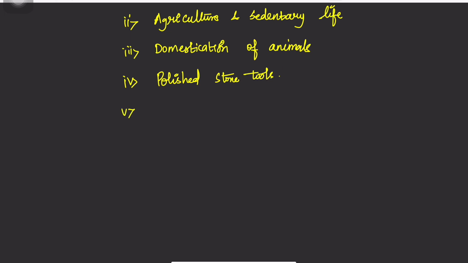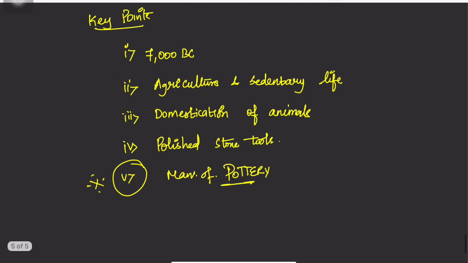Then there is an important development in Neolithic, the manufacturing of pottery. Sorry, not Mesolithic, it's Neolithic. Manufacturing of pottery. This is the important development during Neolithic. Compared to agriculture or domestication, polishing of stone tools, this is the important characteristic you have to memorize in accordance to the Neolithic period. Okay.